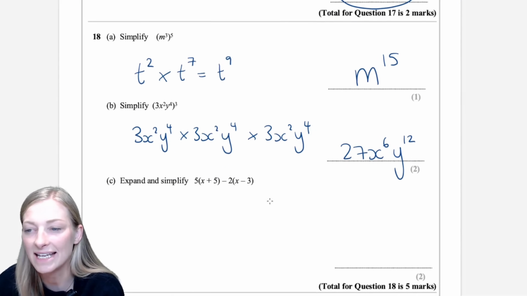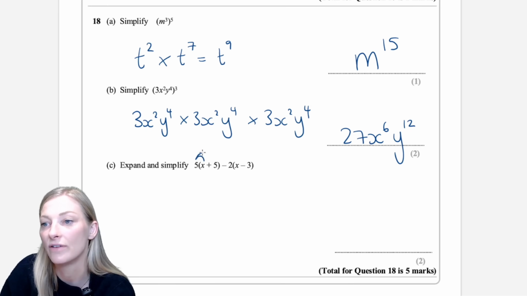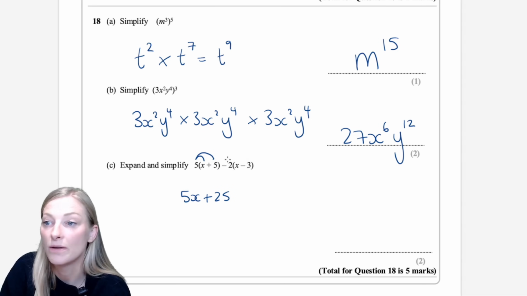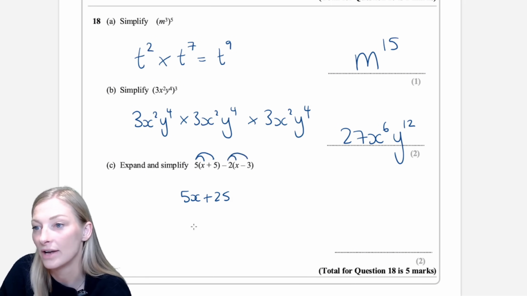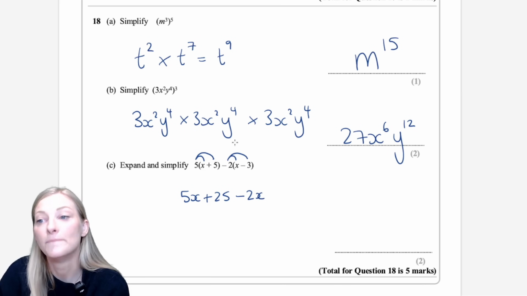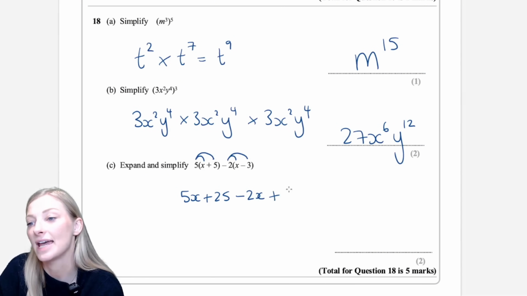Okay, part C, expand and simplify. So I'm doing 5 lots of x and 5 lots of 5, which is 5x add 25. And then I'm taking away 2 lots of everything in the second bracket. So minus 2 lots of x and minus 2 lots of minus 3. Minus 2x is minus 2x. And then if I've got minus 2 lots of minus 3, a negative times a negative is a positive.